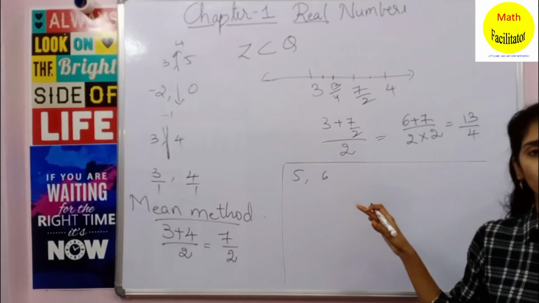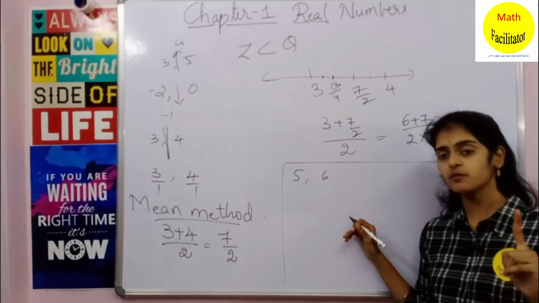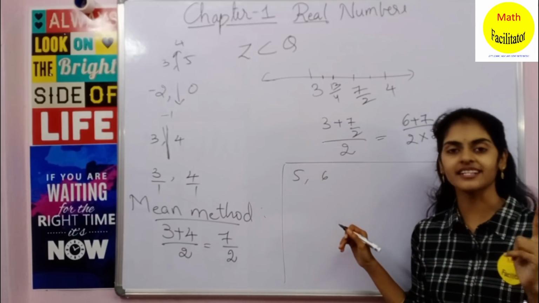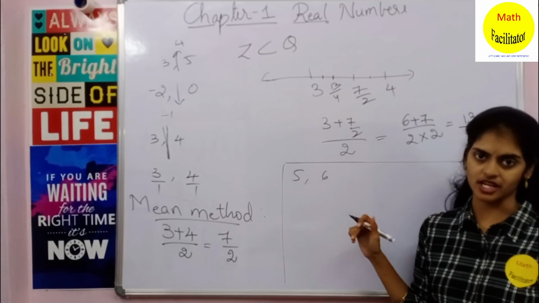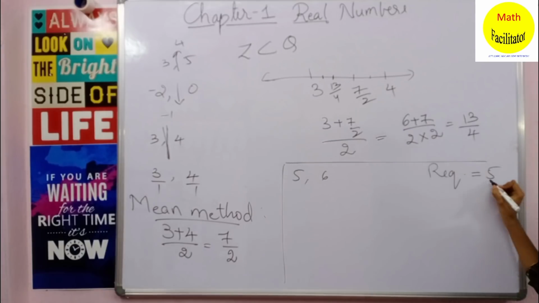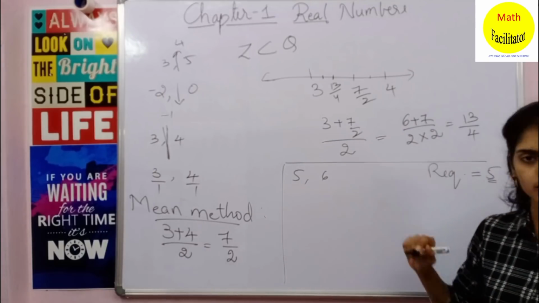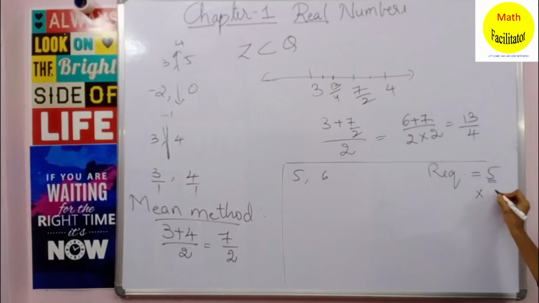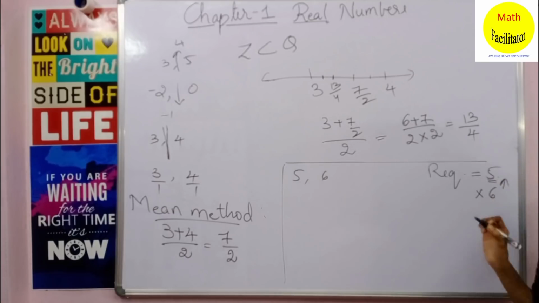How? Since you want to find 5 rational numbers, you will multiply both the numerator and denominator with a number more than the required number of rational numbers. The required number here is 5, you want to insert 5 rational numbers between these two, but you will multiply with 6, one more than 5. For example, if I want to insert 10 rational numbers, then with what number will you multiply? You will multiply with 11. So always you will multiply with one more than the required number of rational numbers. This is clear for you?